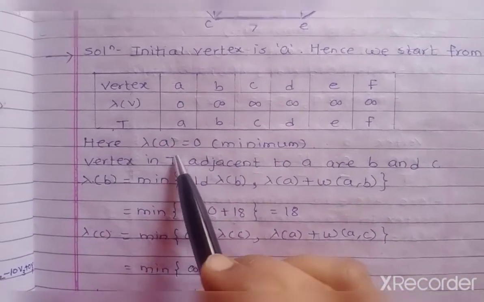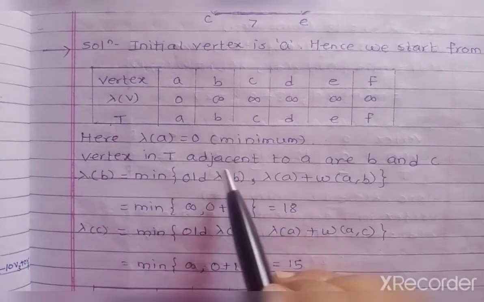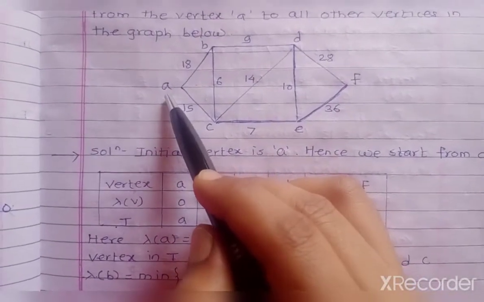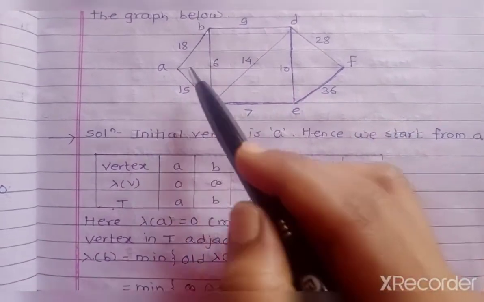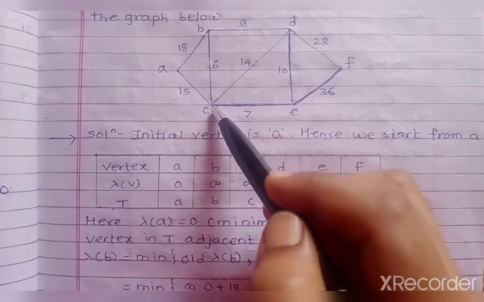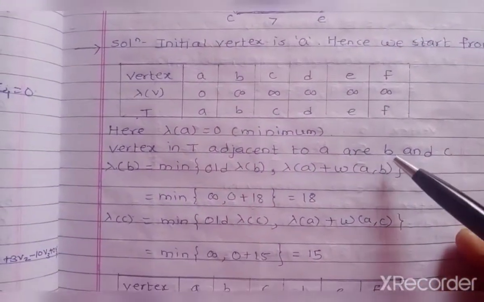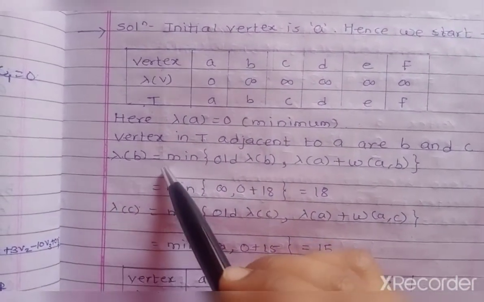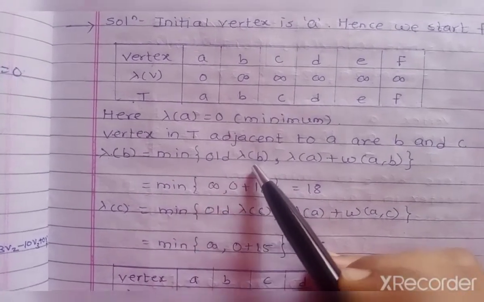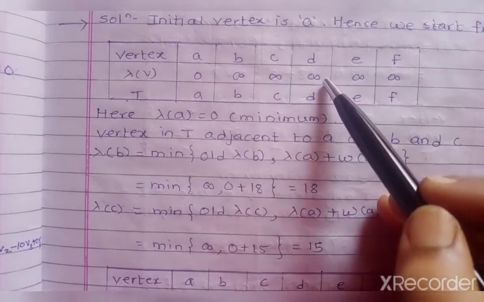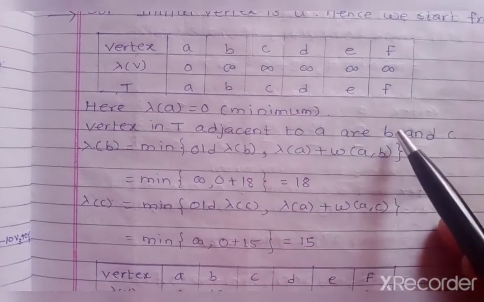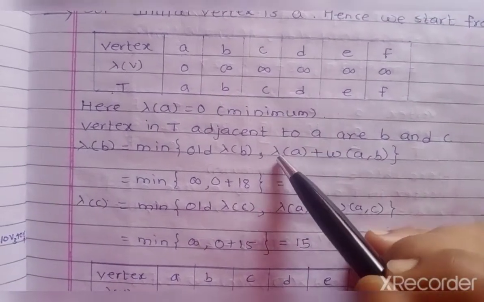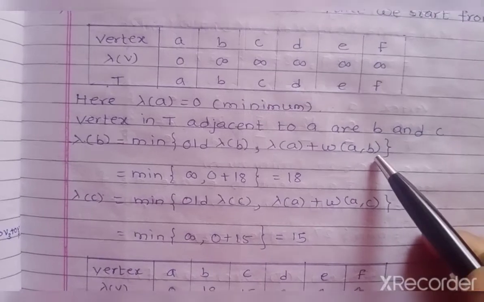The vertices in T adjacent to A are B and C, because there is a common edge between them. So first of all we find lambda of B and then lambda of C. We write its formula: lambda of B is equal to the minimum of the old lambda of B, comma, lambda of A plus weight of A to B.